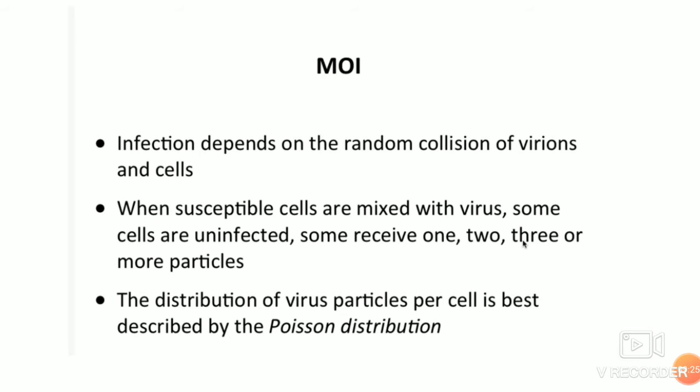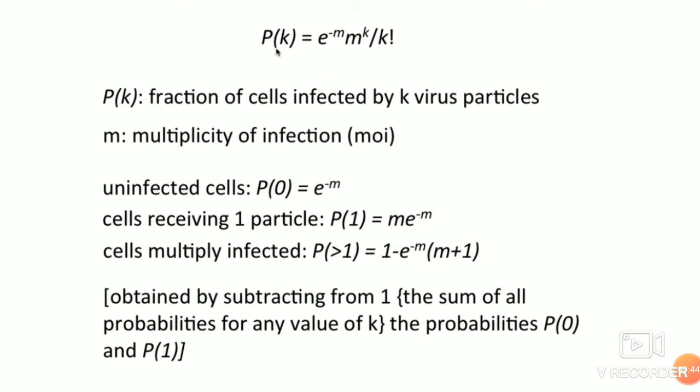Infection depends on random collision of virions and cells. When susceptible cells are mixed with virus, some cells are uninfected, and some cells receive 1, 2, 3 or more particles. The distribution of these viral particles per cell is explained by the Poisson distribution. That is, by using this formula, P(k) is the fraction of cells infected by k virus particles, and m is the multiplicity of infection.